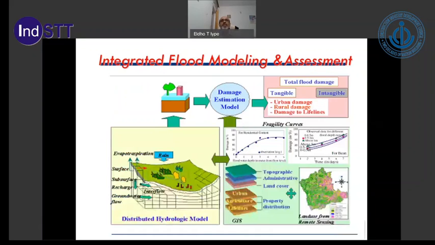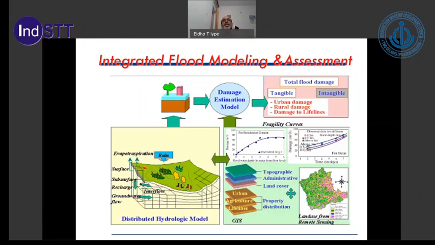And as I mentioned, when we talk about flood management, there are so many tools available, very efficient models are available. So we can integrate these tools like geography information system, flood model, numerical model, and also we can use the remote sensing data for all these aspects.